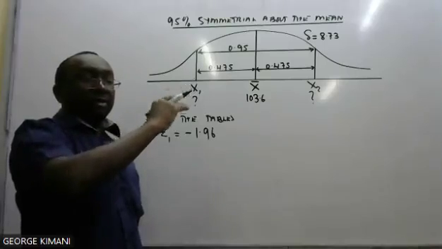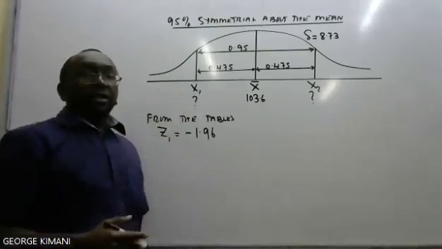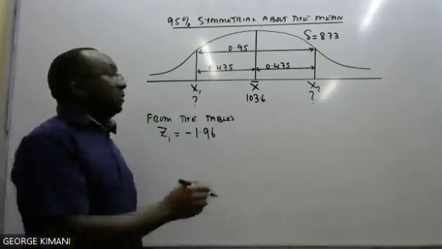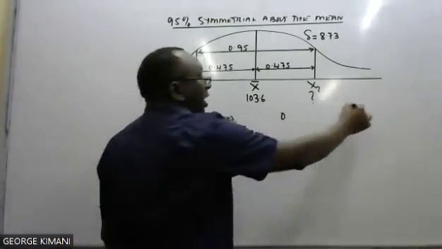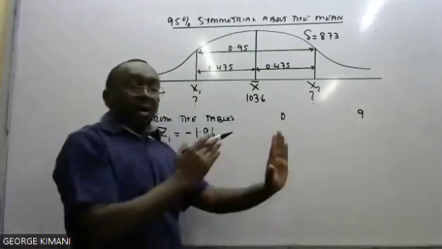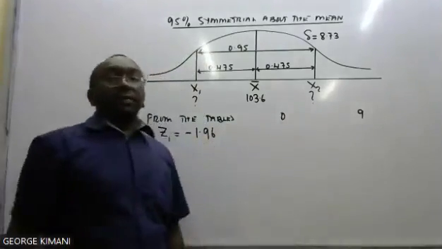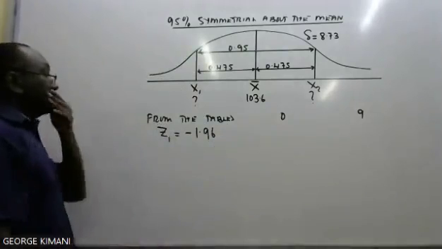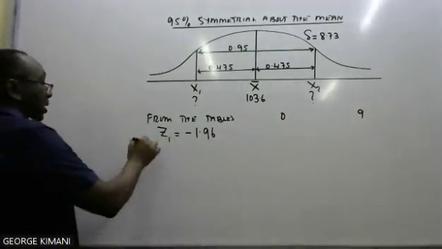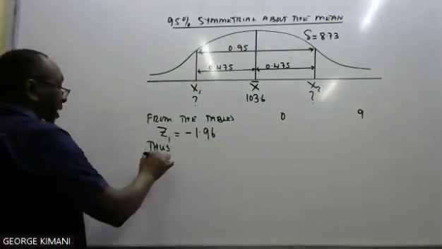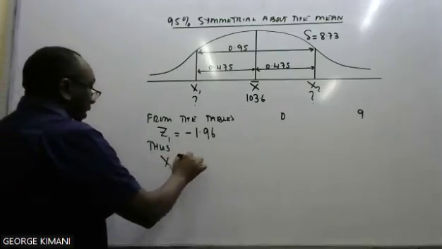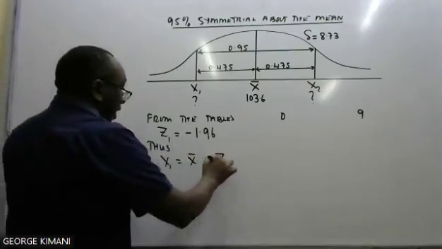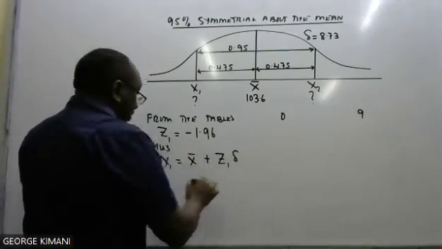1.96. Make sure the typing there in the columns is right. Some of them were not typed correctly. Those columns are supposed to start from 0 all the way to 9. Some papers are not arranged well, so you can easily get confused. So it is 1.96. Thus X1 should be X bar plus Z1 times the standard deviation.